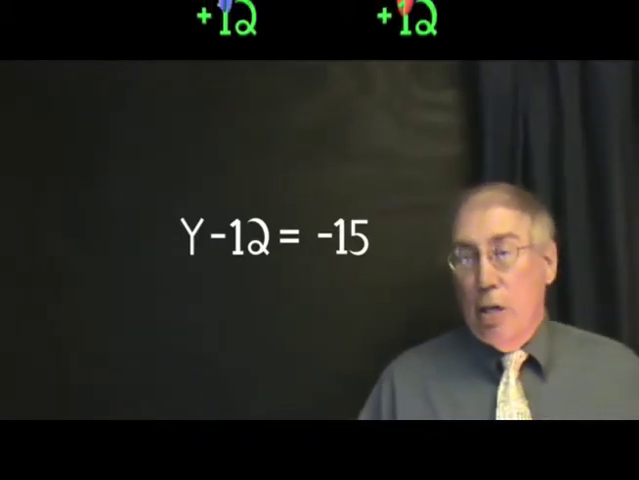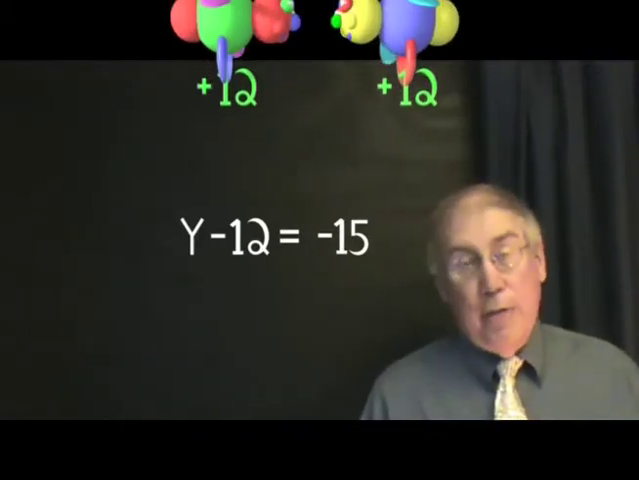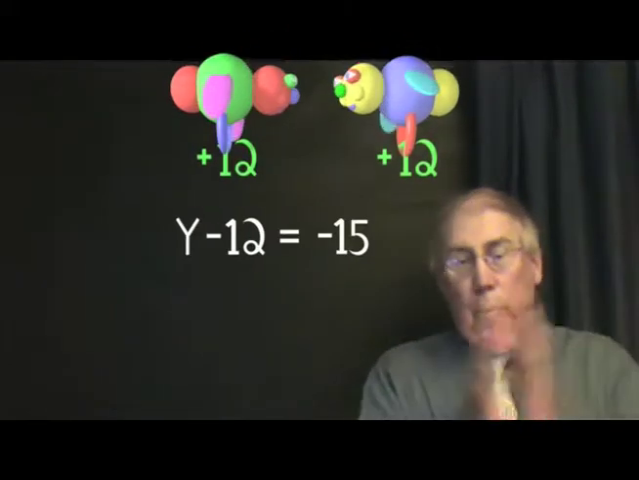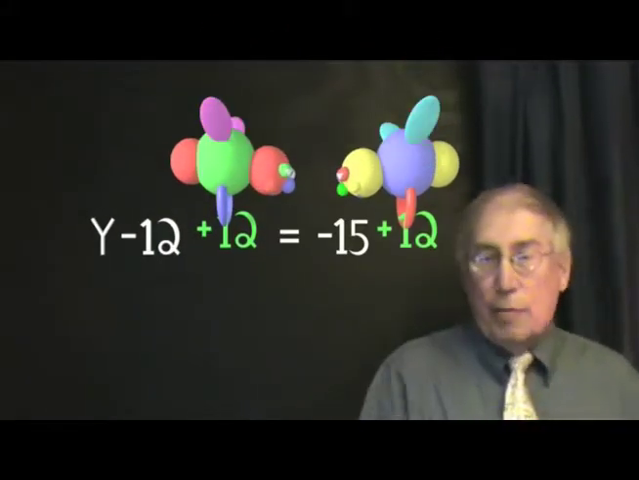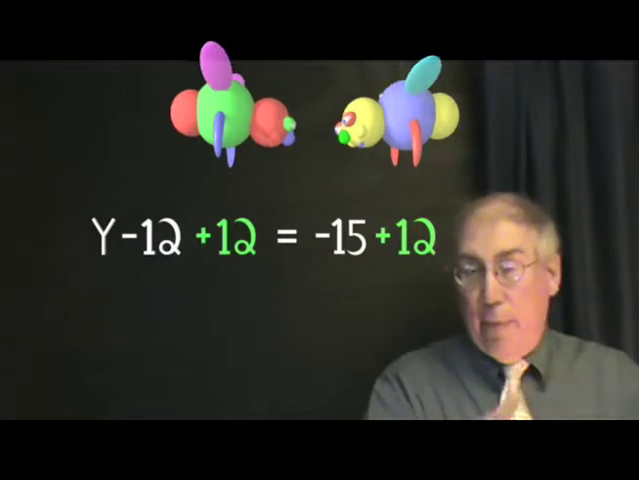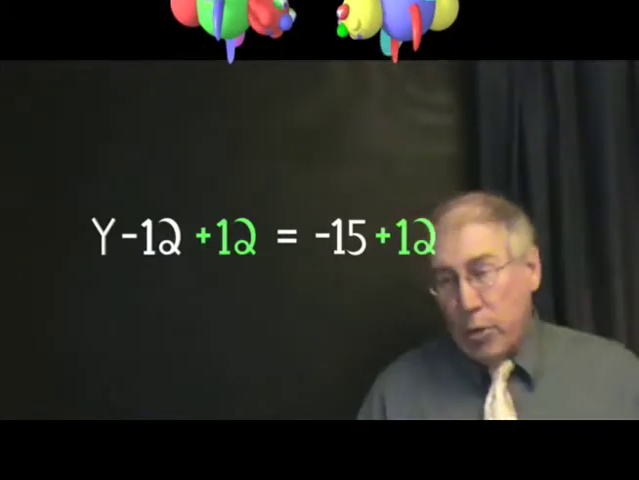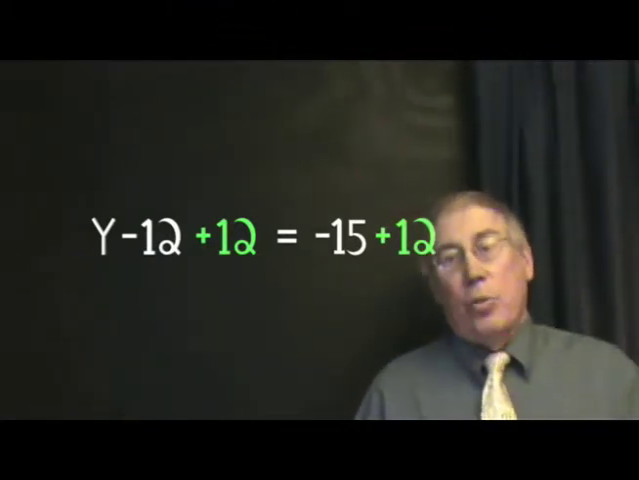y minus 12 equals negative 15. Now, what we're going to do is get rid of that negative 12 on the left-hand side, so we'll be left with y by itself. That's what we're solving for. So we add 12 to both sides.